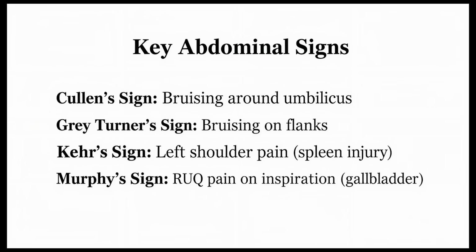Cullen's sign is bruising around the belly button. Gray-Turner's sign is bruising along the flanks. Kehr's sign is referred pain in the left shoulder, a classic sign of a ruptured spleen.